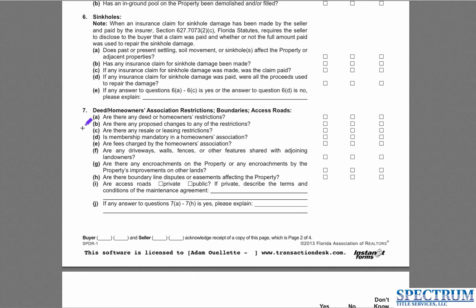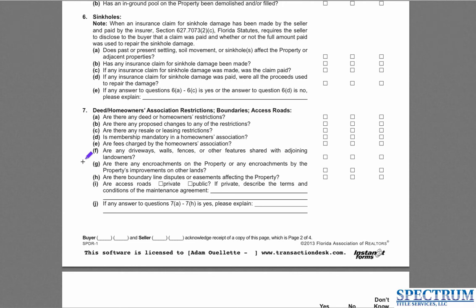Are there any deeds or homeowners restrictions? Are there any proposed changes? Any resale or leasing restrictions? The seller may offhand not know this information. They could easily find it out by contacting the association so they can go ahead and properly answer these questions.